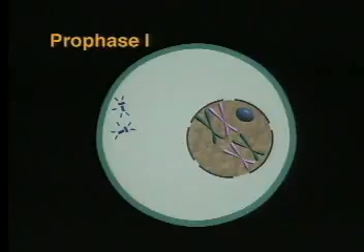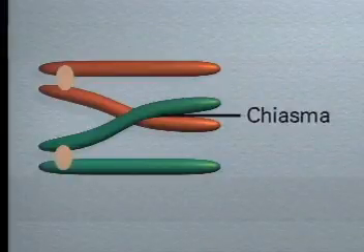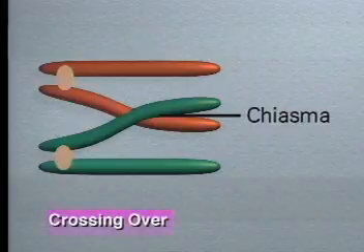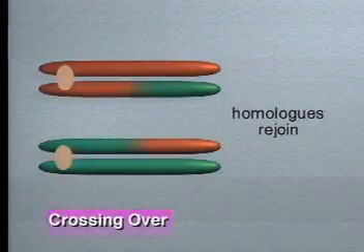During the pairing up of homologous chromosomes in prophase 1, a chromatid from one chromosome may overlap with a chromatid from its homologue. The point of contact is called the chiasma. It is at the chiasma that one segment of a chromatid is exchanged with a corresponding segment from the second chromatid. This process is called crossing over. Crossing over results in variations of genetic information in the gametes.